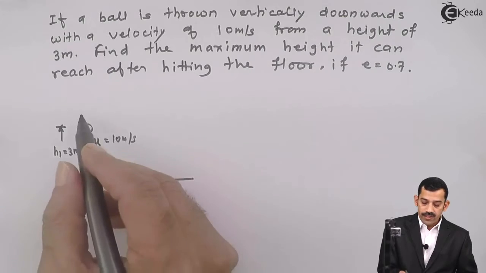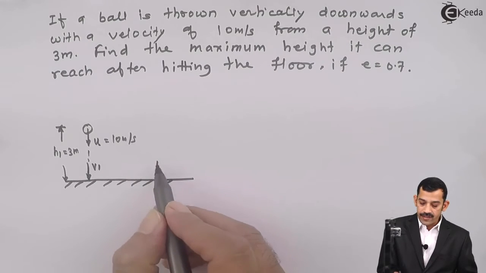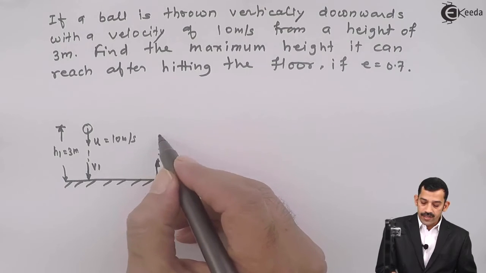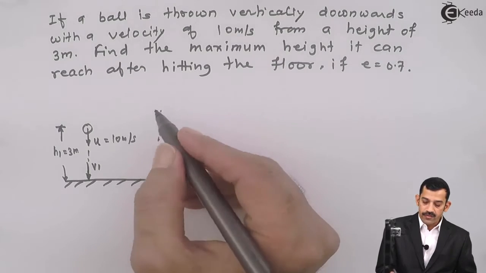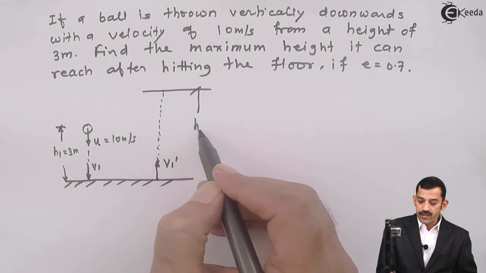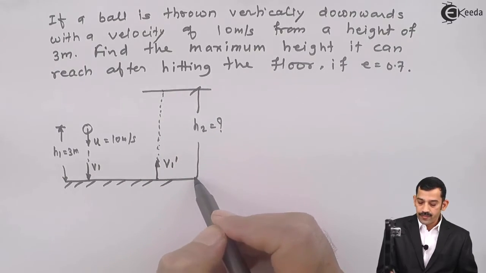Now the ball rebounds on the same line. I'll represent it slightly on the right side. This one is v1 dash. As the velocity of the ball decreases as it moves in the upward direction, finally the velocity of the ball becomes 0. This height is h2, which is unknown.